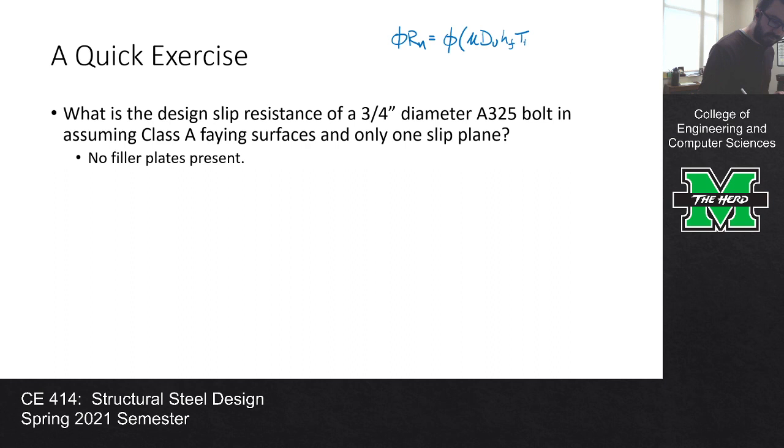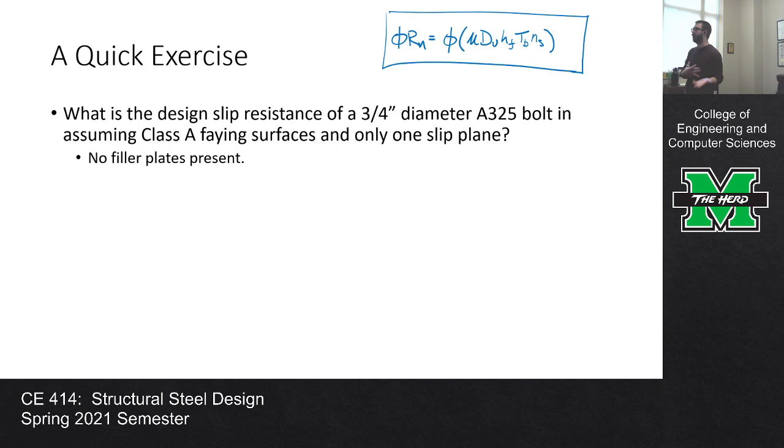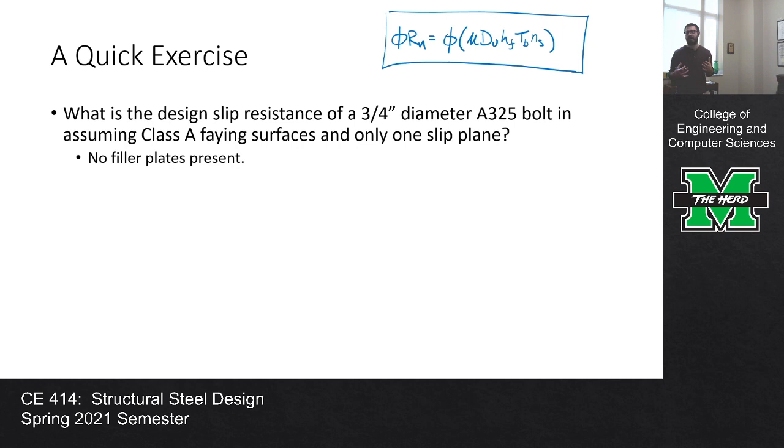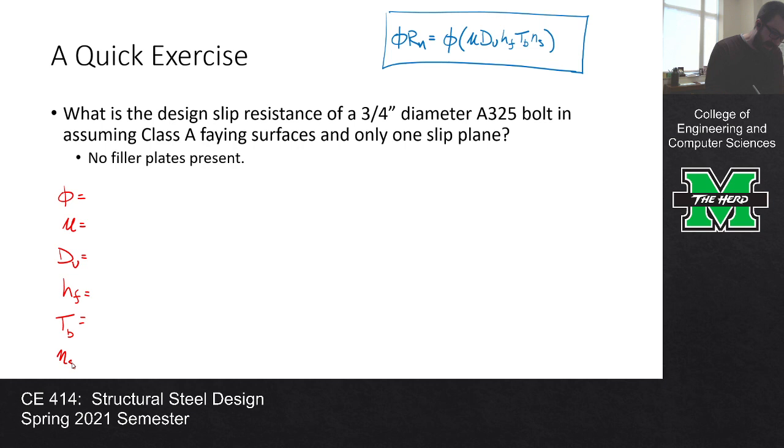All right. So here's the capacity of a single bolt. And let's see if we can compute the capacity of a single bolt according to the spec. And so I'm going to lean on you to help me out with the math. Okay, so let's see if y'all been paying attention. So what is the design slip resistance of a 3/4 inch diameter A325 bolt, assuming class A faying surfaces and only one slip plane? No filler plates present. So we've got phi, mu, Du, HF, TB, and NS. So let's see if we can determine these values.